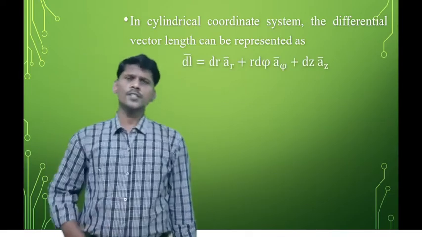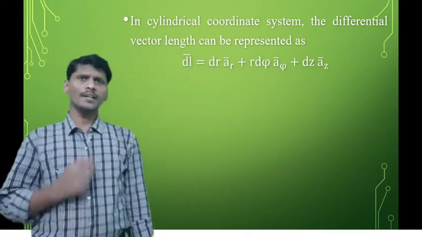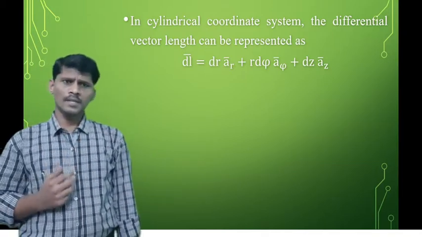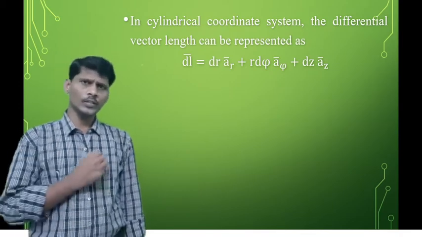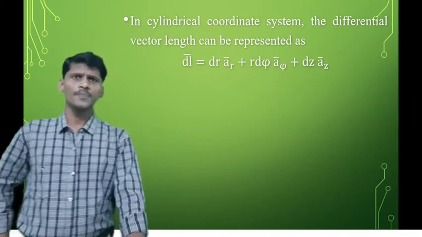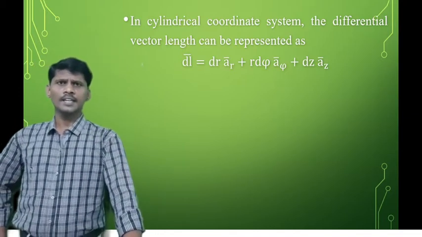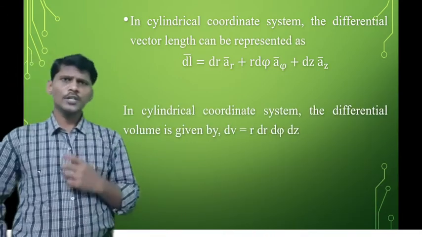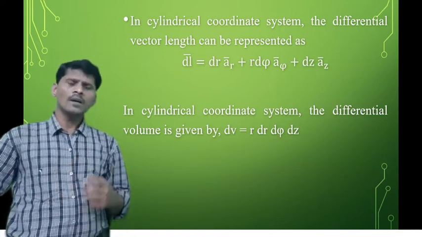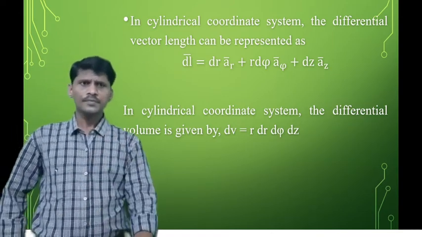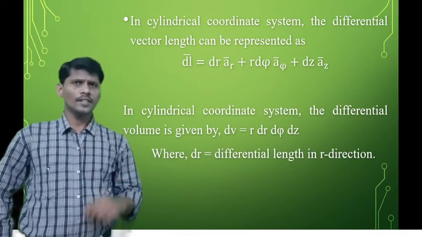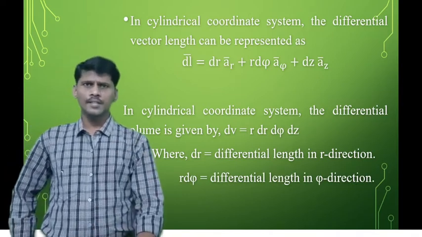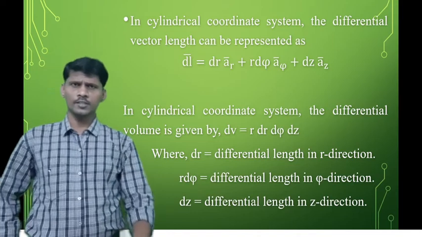In cylindrical coordinate system, the differential vector length or elementary length is defined as dl bar equal to dr into ar bar plus r d phi into a phi bar plus dz into az bar. So this is the equation of differential length in cylindrical coordinate system. And the differential volume is given by dv equal to r dr d phi dz, where dr is the differential length in r direction, r d phi is the differential length in phi direction, and dz is the differential length in z direction.